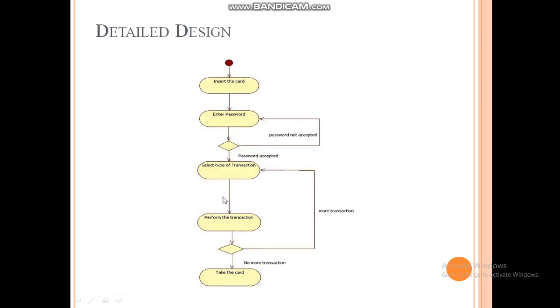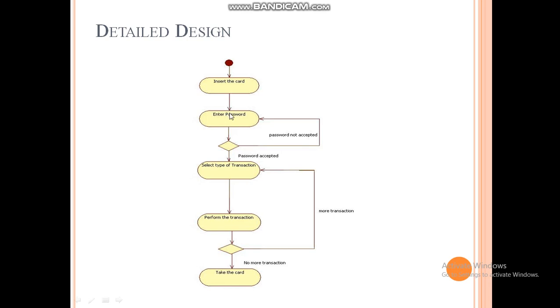So this is the example of the state chart diagram for an ATM system. A state chart diagram consists of states and transitions. Here we are using a rounded rectangle. The rounded rectangle is a state, and the arrow is a transition.